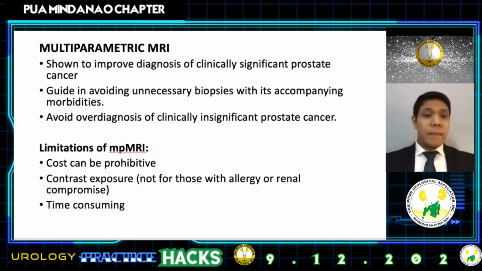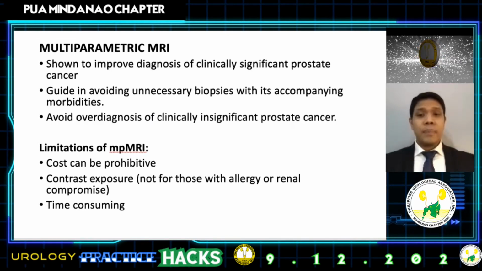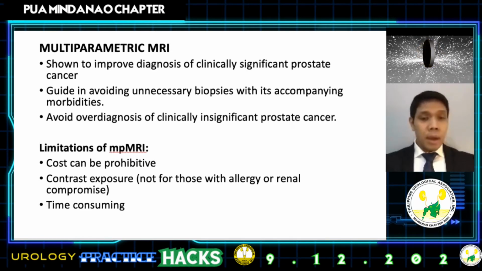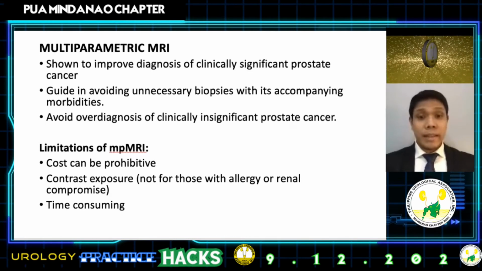So in summary, multiparametric MRI has been shown to improve diagnosis of clinically significant prostate cancer. It's used as a guide to avoid unnecessary biopsies with its accompanying morbidities and helps avoid the overdiagnosis of clinically insignificant prostate cancer. However, the problem is it can be expensive to have as a modality.